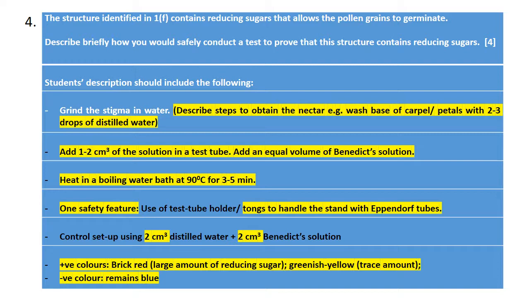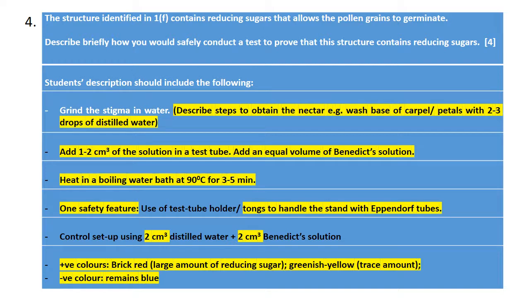minutes. All right, now, so just take note that during the experiment, when you do all this, you have to be careful that you are dealing with hot objects. Okay, now, so you have to use a test tube holder or tongs in order to bring or put this Eppendorf tube or test tubes into the water bath. Okay, now, of course, you also need to carry out a control setup. So you use 2 cm cube distilled water plus 2 cm cube of Benedict solution.